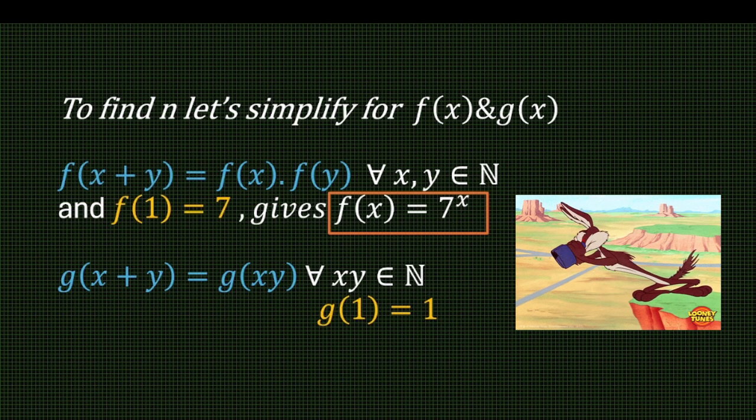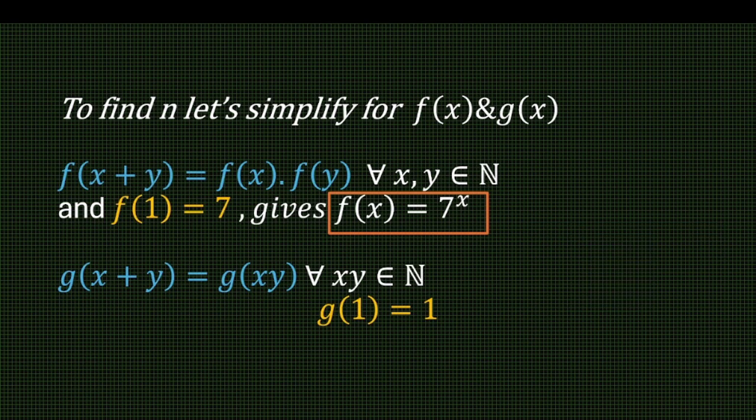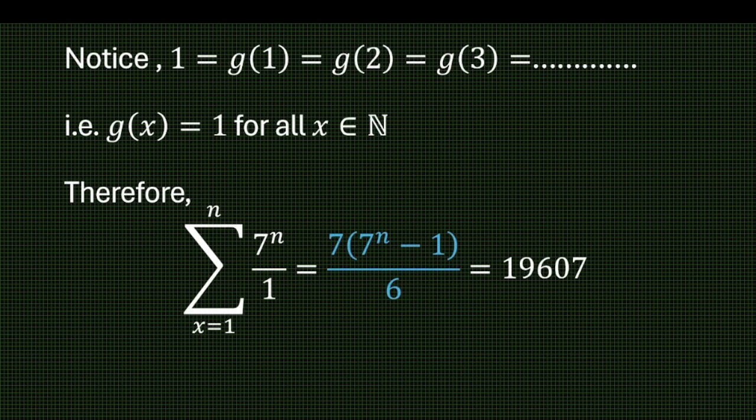g of x plus y is equal to g of x into y for all x, y belonging to naturals, and g of 1 is equal to 1. So on simplifying, we will get 1 is equal to g of 1 is equal to g of 2 is equal to g of 3 and so on. That is, we can conclude that g of x is equal to 1 for all x belonging to naturals.